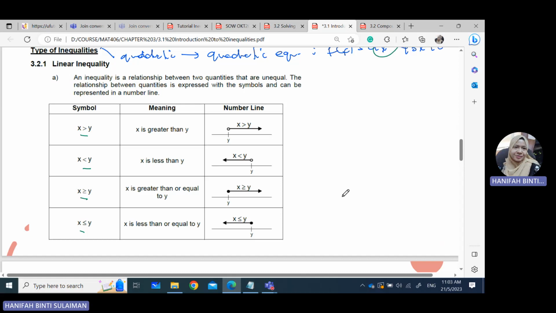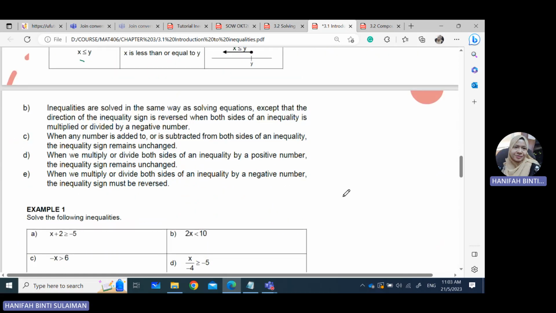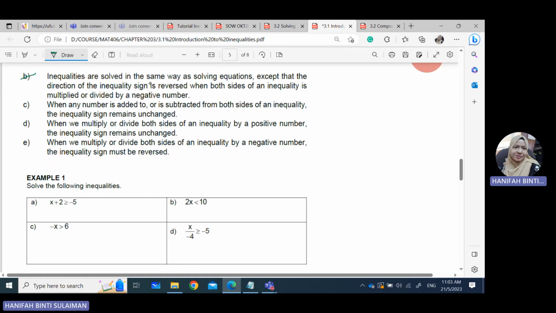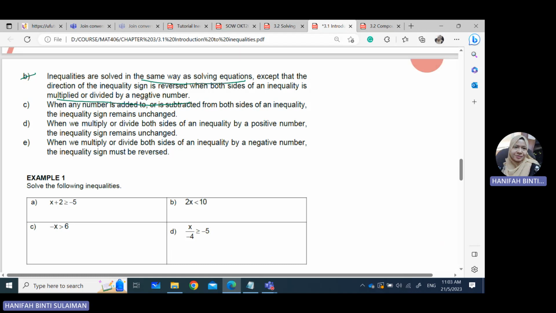Alright. Okay, yang seterusnya, ini adalah guideline untuk inequalities. Inequalities are solved in the same way as solving equations. Sama cara macam mana kita selesaikan equation, except that the direction of the inequality sign is reversed when both sides of an inequality are multiplied or divided by a negative number. Okay, ini yang kedua ni maksudnya inequality sign, it can be reversed.